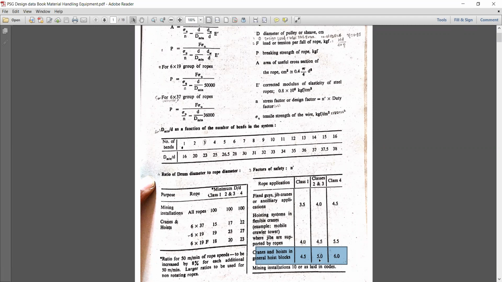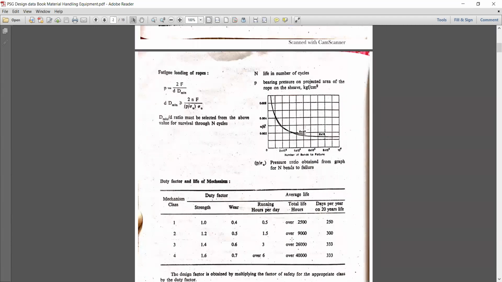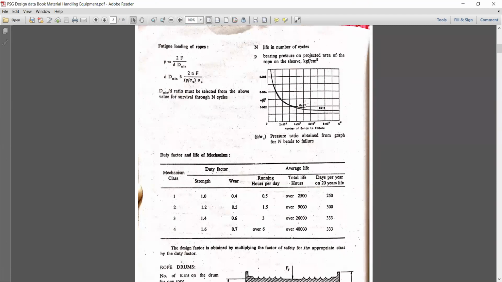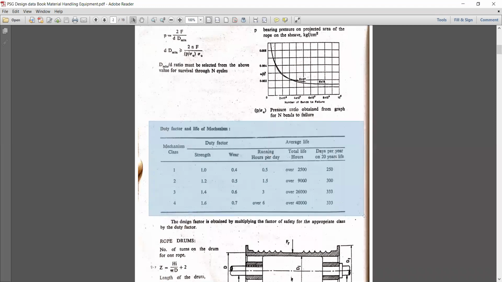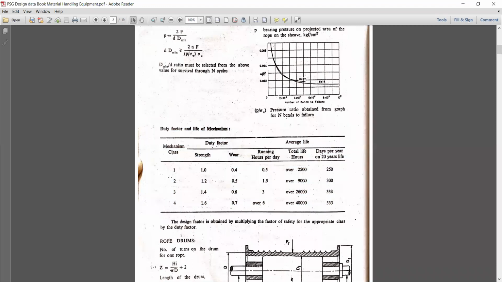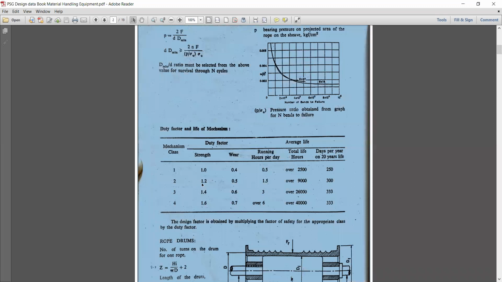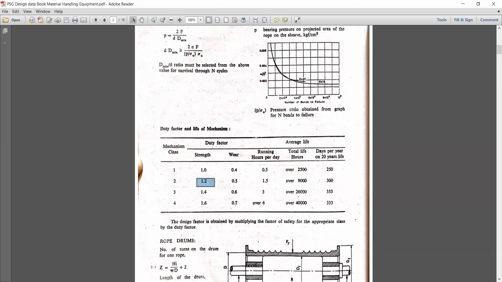Now next one, duty factor. Duty factor, PhD page number 9.2. So we have considered the duty factor from this table. Based on class number 2, which is here, the strength factor is given as 1.12. So it is this. Okay, so we have selected the duty factor as well as the factor of safety.